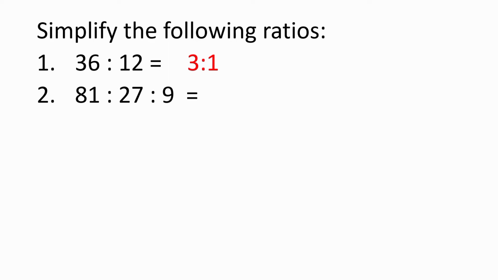We have number 2, 81:27:9. How are we going to simplify the ratios? What is their greatest common factor? Of course, it's 9. So 81 divided by 9 is 9, and 27 divided by 9 is 3, and 9 divided by 9 is equal to 1. So we have 9:3:1. Very good.